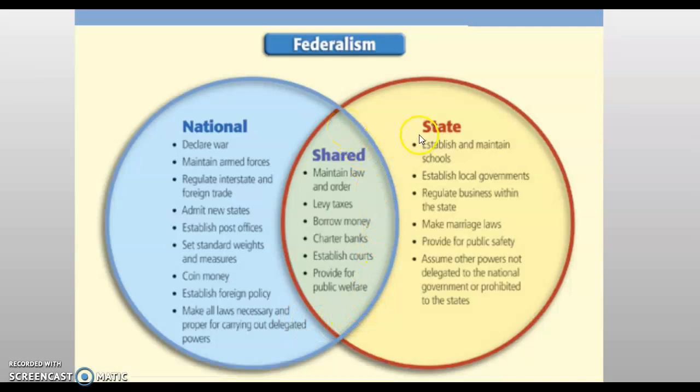Now, there's a few things that go under both realms. The national and state government both have laws, and they both have courts and police. We have the FBI, we have constables, sheriffs, police officers, city police. We have state taxes. We have an income tax we pay. We can borrow money, both are shared. They can create banks, establish court systems, and provide for different government services for the public.